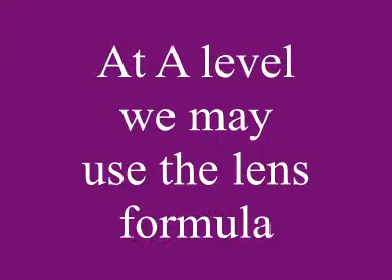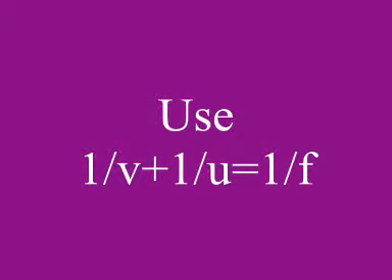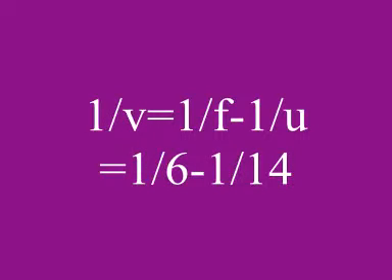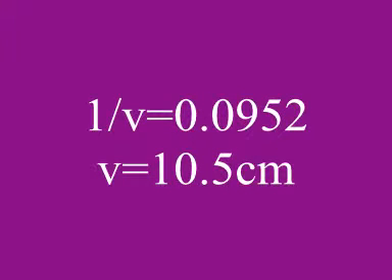At A level, these approximate answers can be verified by use of the lens equation. By using 1 over u plus 1 over v, equals 1 over f. Or 1 over v equals 1 over f minus 1 over u. Substituting in the values, all in centimeters, gives 1 over 6, minus 1 over 14. This gives 1 over v equals 0.0952. Or v equals 10.5 centimeters, hence the image is 10.5 centimeters from the lens and is a real image.